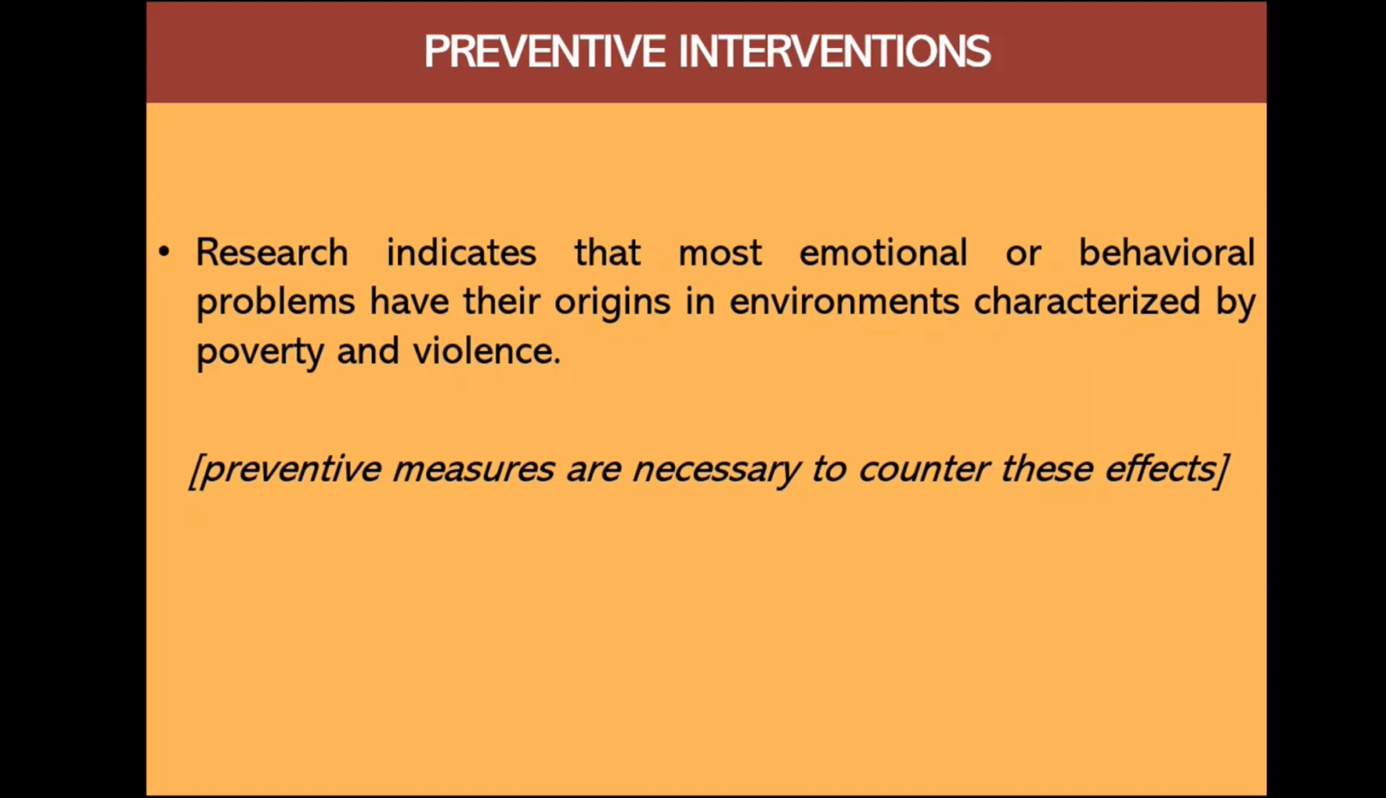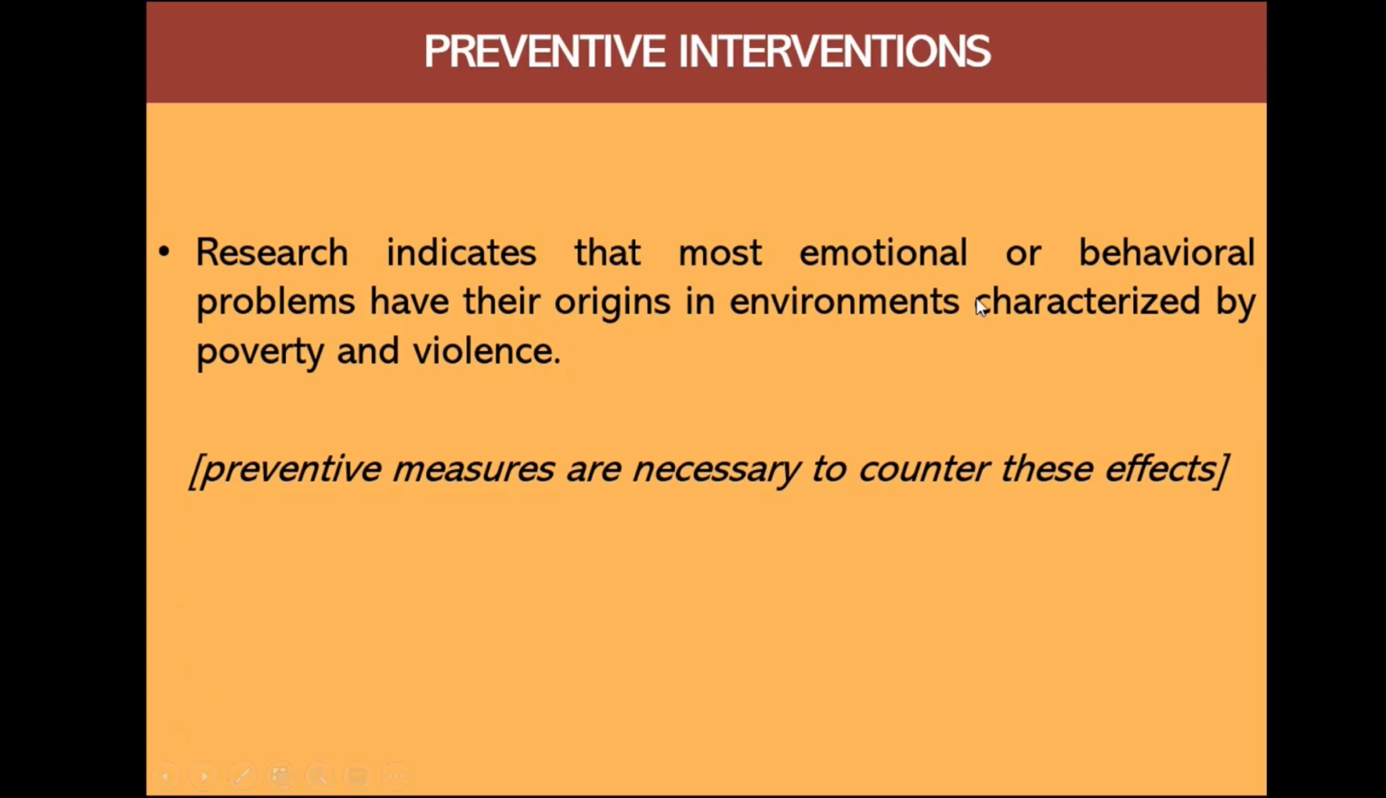Lastly, preventive interventions. Research indicates that most emotional and behavioral problems have their origin in the environment, characterized by what? Preventive measures are necessary to counter this problem. One thing that is nice about psychology, they give you aspects, factors. Then in the end, you notice that they'll give you solutions and how to manage those things. Societal issues, the last chapter, they say preventive measures. How can you manage certain issues?